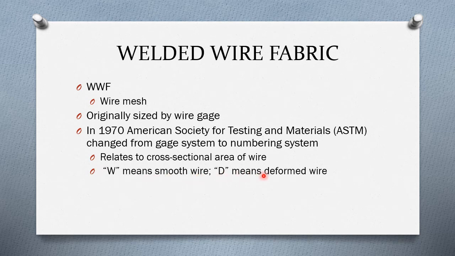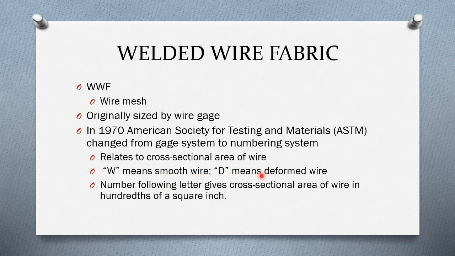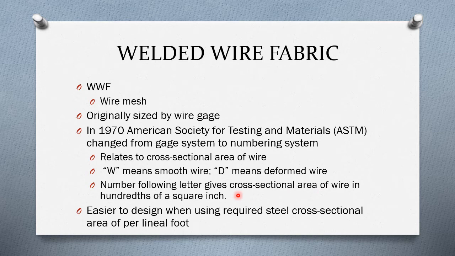D means there are bumps. It's a deformed wire. And the number following the letter gives the cross-sectional area of wire in hundredths of a square inch. And so that's done because it's easier when you're designing and you have to know how much steel is going to be in the area.